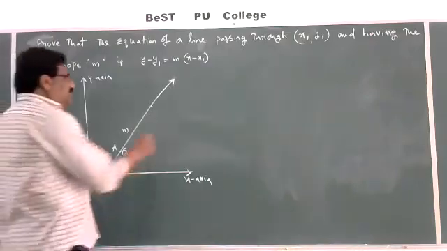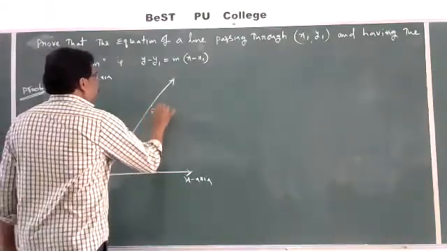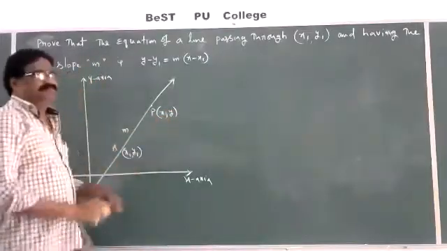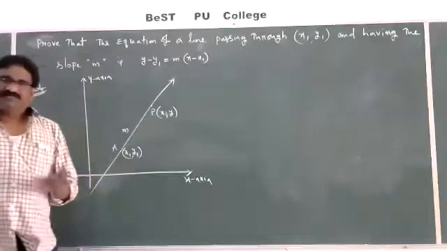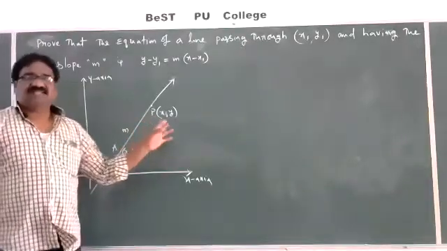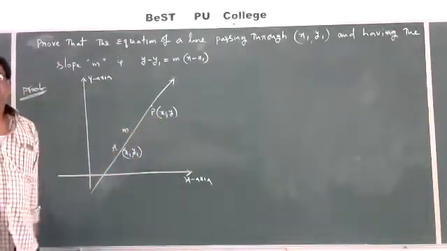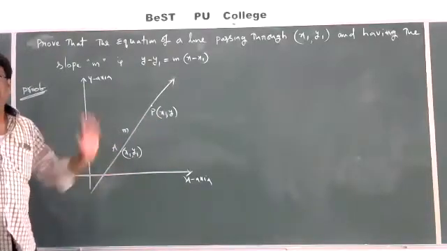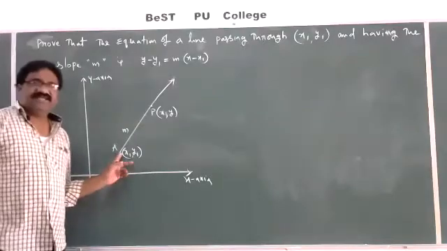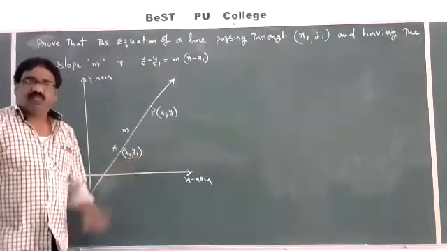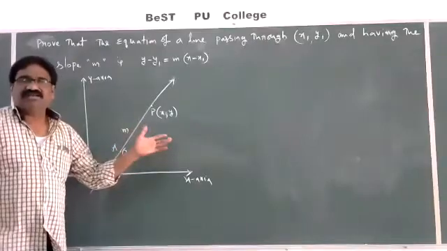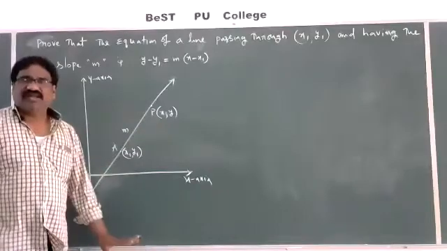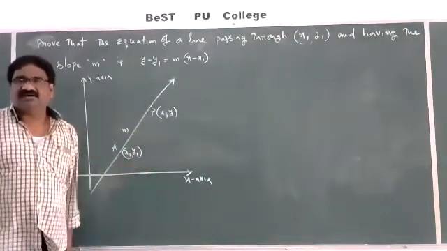For example, we consider P is a point whose coordinates are x comma y. P is the general point. First listen carefully. P is the general point which lies on the line. If any line is there, there are an infinite number of points on that line. One point x1 comma y1 is given. We consider P is any point which lies on the line, that is P(x, y).